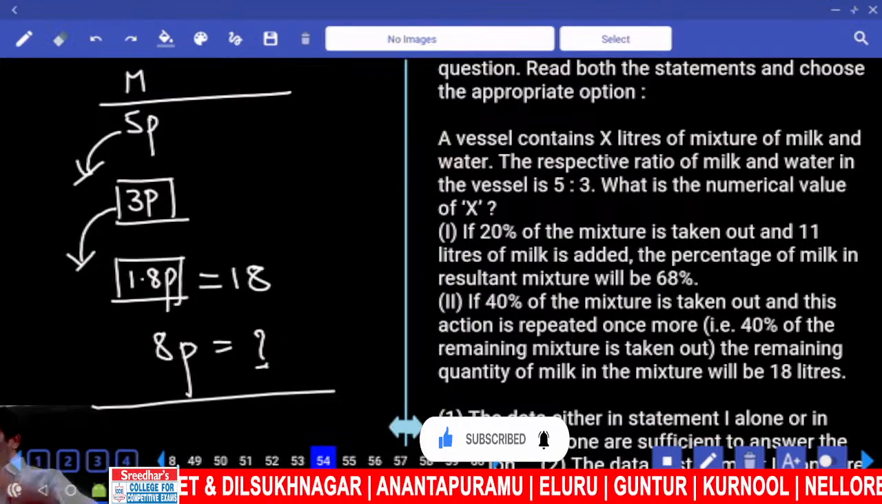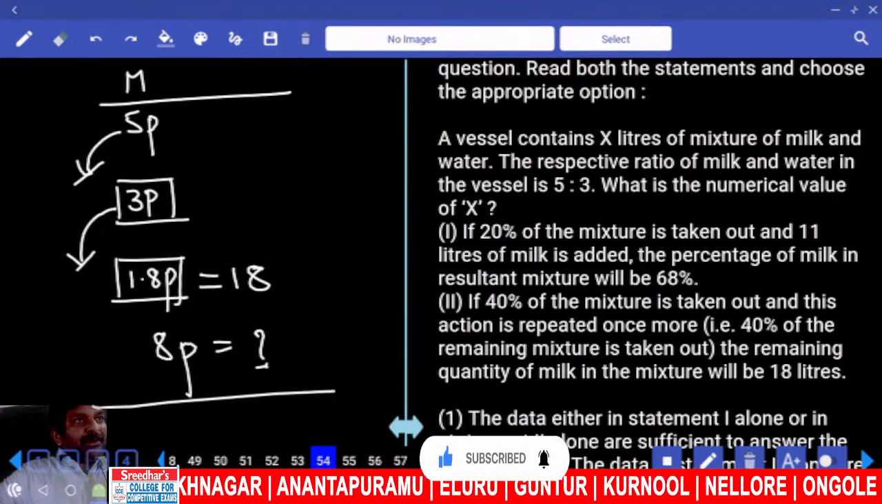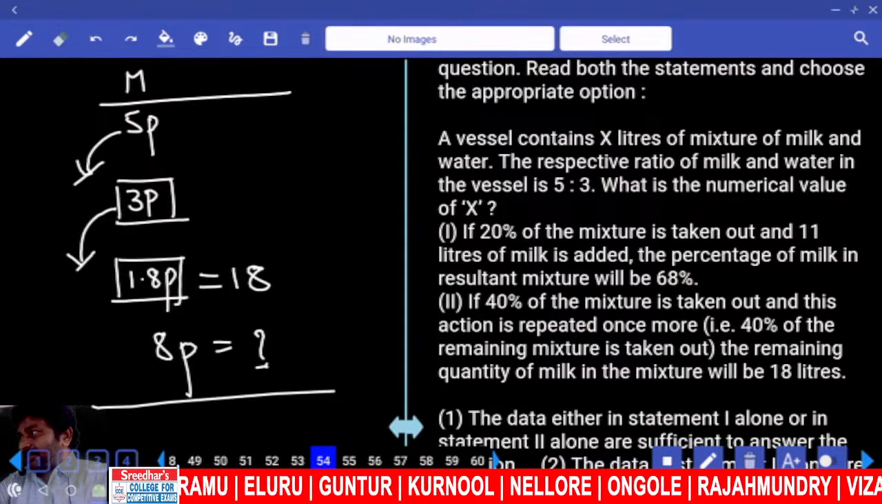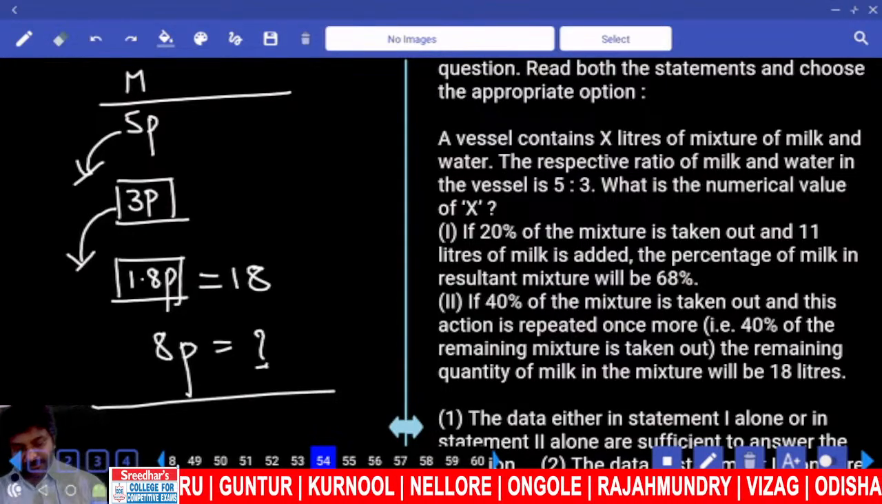1.8 parts is equal to 18 liters. Total initial quantity, 8 parts, is equal to 80 liters. You understand?